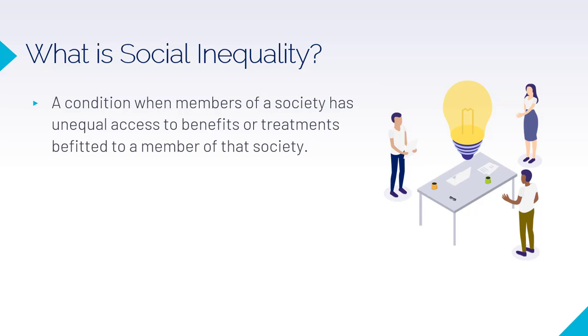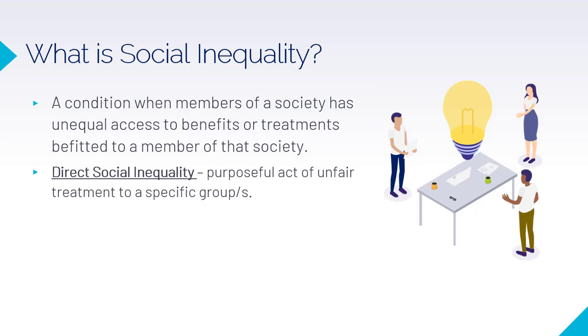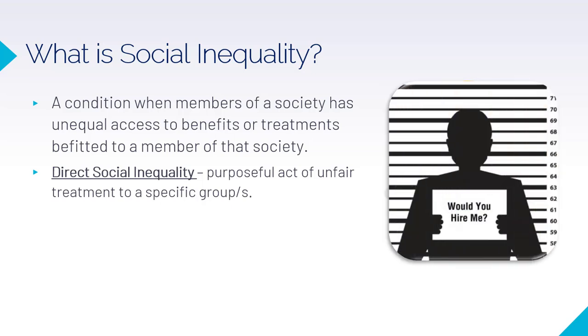There are 2 modes of social inequality. The first one is direct social inequality. This is a purposeful act of unfair treatment to a specific group or groups. There are different reasons why direct social inequality happens. For example, ex-convicts who got out of jail usually are avoided in terms of getting employment. Although, one might argue that society should give them a chance to change. However, this purposeful act of social inequality is also to protect the common good of the society in general.